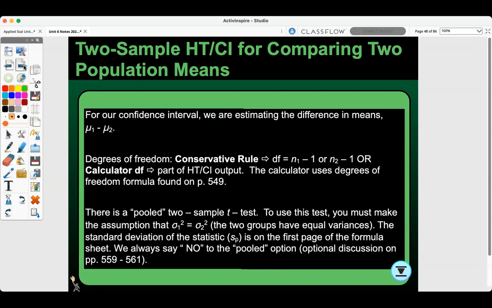There is a pooled two-sample t-test. To use this test, you must make the assumption that the variance of the first population equals the variance of the second population. These two groups have equal variances. The standard deviation of the statistic is on the first page of the formula sheet. We always say no to the pooled option, and this is discussed on pages 559 and 561.